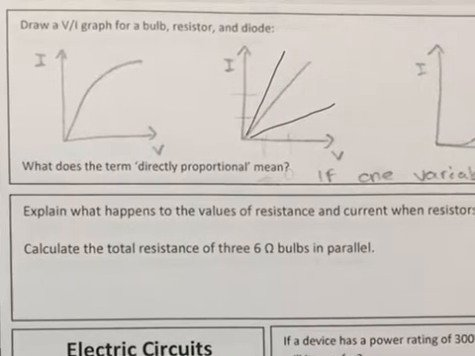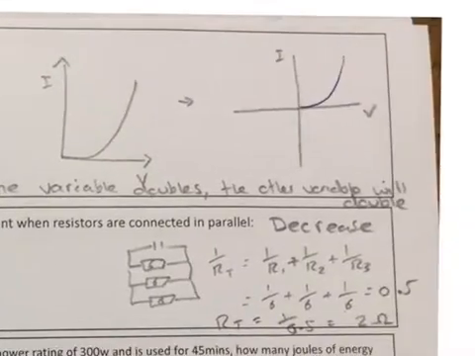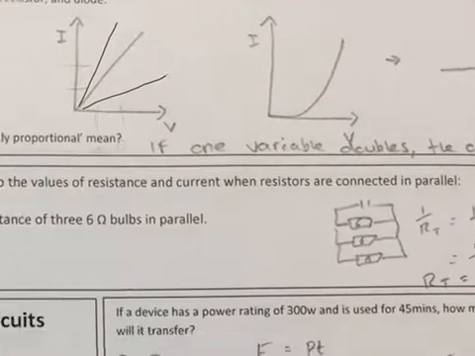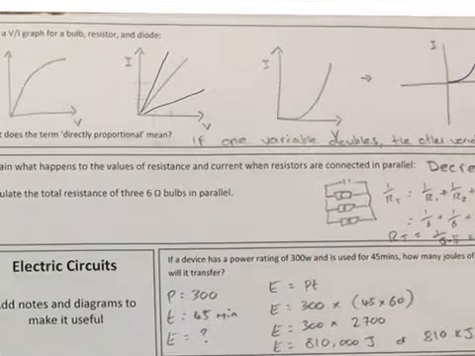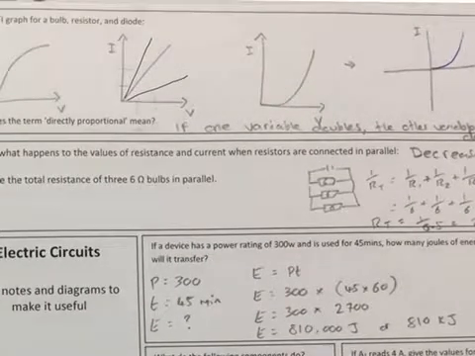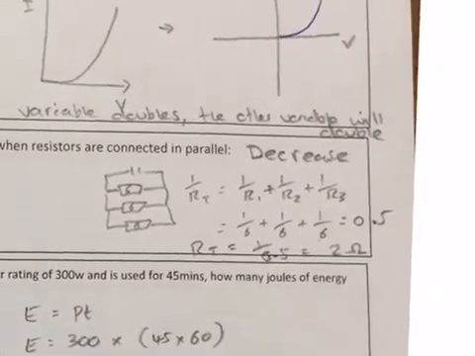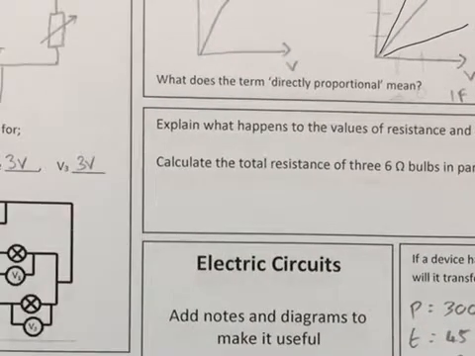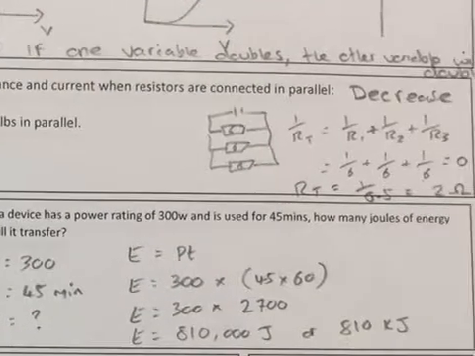And then it says, what does the term directly proportional mean? Well, as we looked at this, if one variable doubles, then the other is going to double. That's probably the easiest way to explain directly proportional. This box here says, explain what happens to the values of resistance and current when resistors are connected in parallel. Well, I've done a little diagram there, and I've said that they're going to decrease. The total value there is going to decrease, and the next question is: calculate the total resistance of putting 3 of these 6 ohm resistors in parallel.